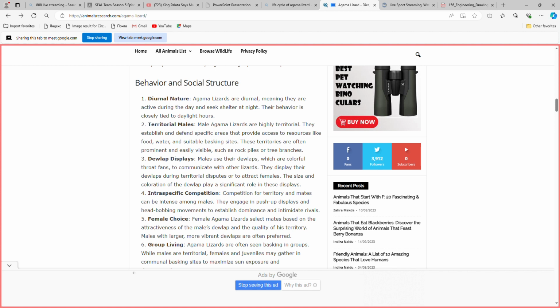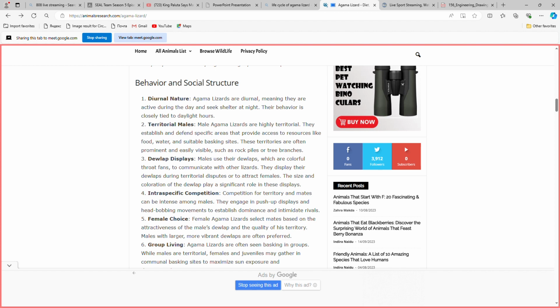So they find their food, they hunt in the day, and find shelter for themselves at night. And their behavior is closely tied to daylight hours. So they are more active in the day than in the night.